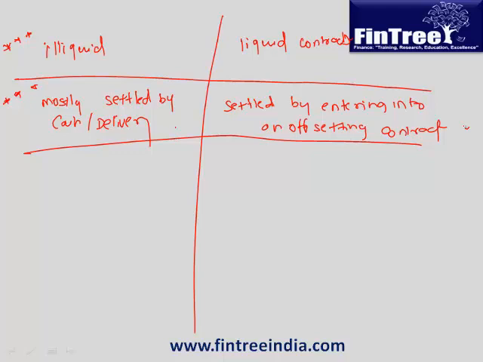Yes. See, it works like this. Let us say I have taken a long position on a forward contract. The contract price was 60. Long position means I have a right and obligation to buy on the expiry date. Let's say 3 months from now, the price of that underlying asset has become 70.